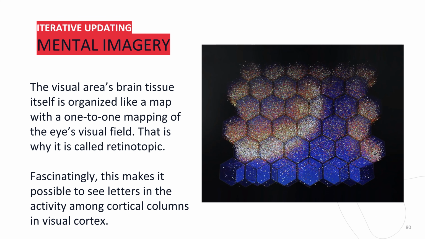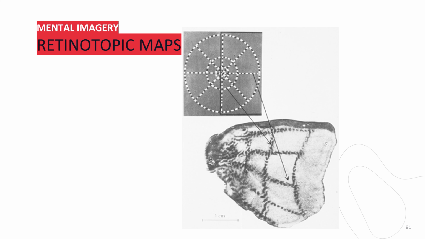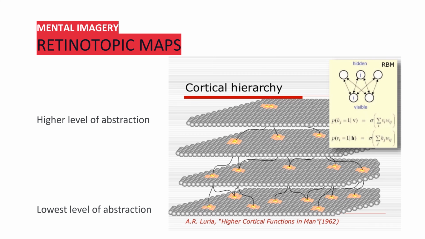The visual area's brain tissue itself is organized like a map with a one-to-one mapping of the eye's visual field. That is why it's called retinotopic. Fascinatingly, this makes it possible to see letters in the activity among cortical columns in visual cortex. At the top is a picture of a pattern shown to a monkey. On the bottom is a stained portion of the monkey's brain tissue from its early visual cortex after being exposed to the picture. You can see the retinotopic map and the one-to-one correspondence between the image being viewed and the actual cortical tissue. This tissue comprises the bottom layer in the picture here.